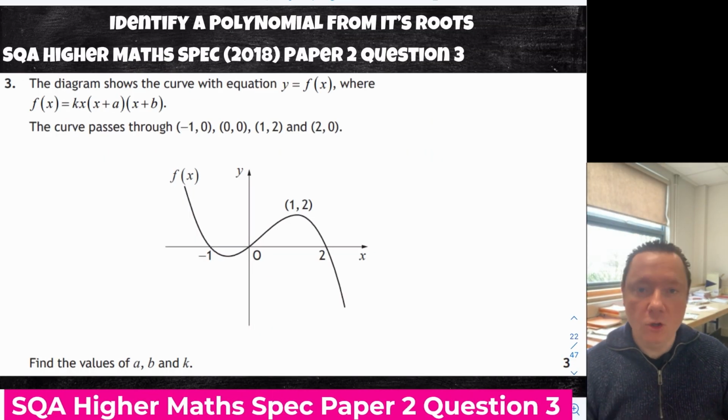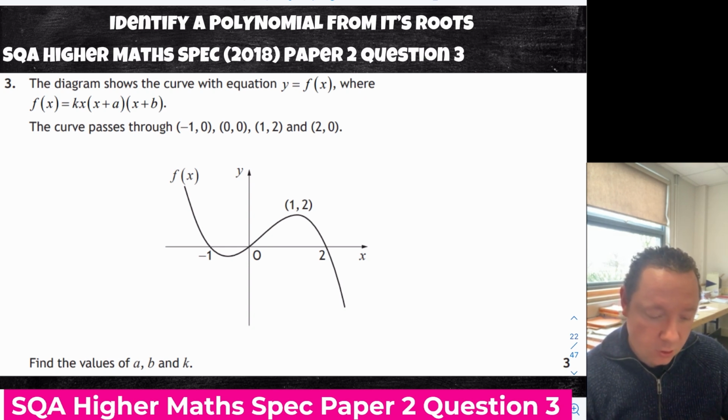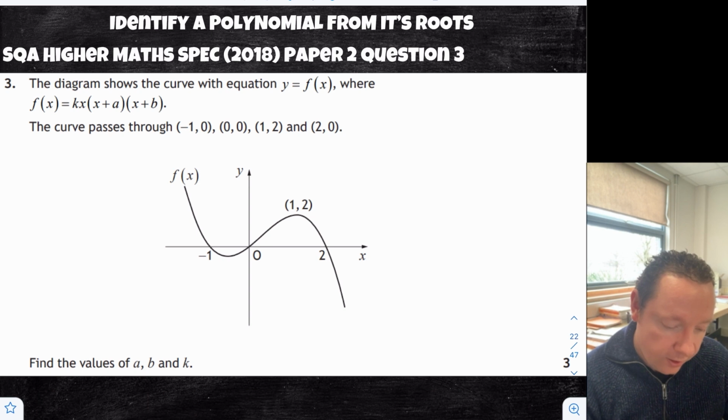Okay, identifying a polynomial from its roots, SQA Higher Maths, Specimen Paper 2018, Paper 2, Question 13. The diagram shows the graph of kx(x + a)(x + b). It shows the points it's passing through. Find the values of a, b, k. So you just need to know that the roots tell you these numbers here. So I've got -1, I've got 0, and I've got 2.